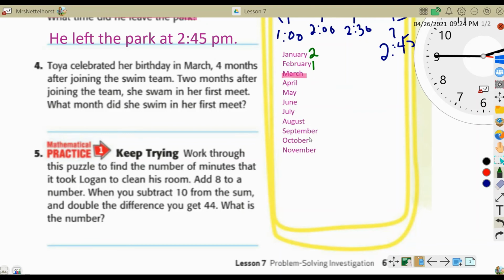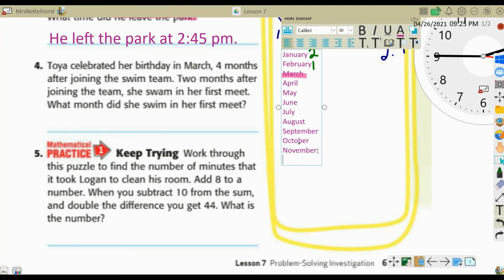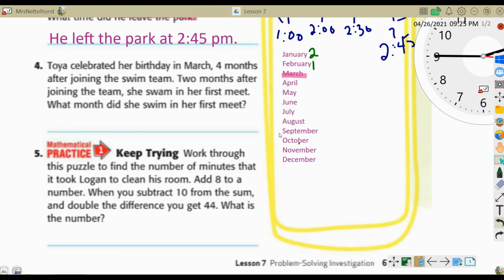Oops, I didn't write December, did I? That's weird. There we go. Okay, so we still need to be counting backwards, but we have to go into the previous year. So 1, 2, 3, 4. So we went back to November. So she joined the swim team in November, and then 1, 2, 3, 4 months later is her birthday.